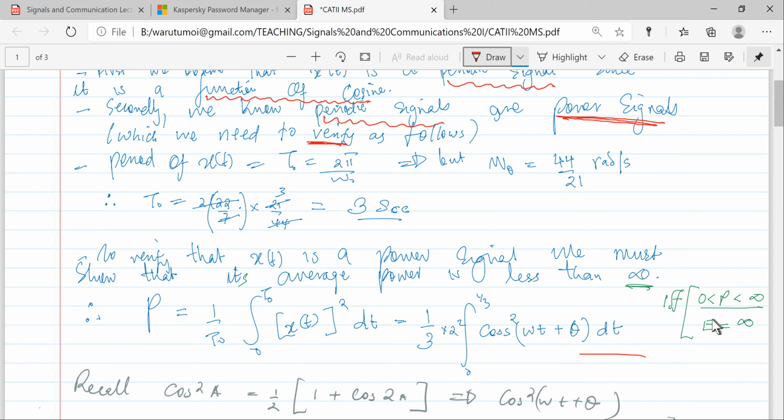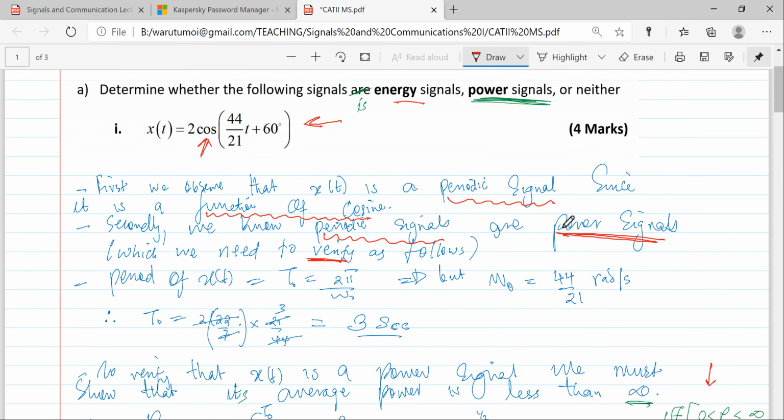These rules say that a signal is a power signal if the power of that signal is less than infinity and bigger than zero, and its energy is approaching infinity. So these are the two conditions that we need to verify for this signal. For us to do that, we first need to evaluate the period of this signal.